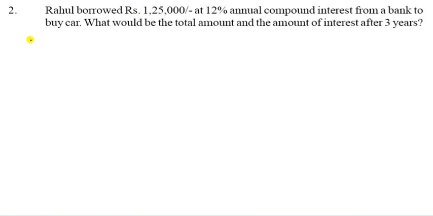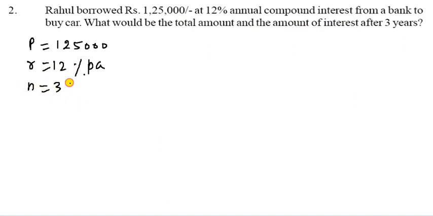Now come to the second one. Rahul borrowed rupees, this one. So that one is the principal. So P is given as 1, 2, 5 and triple zero. Rate of interest, that is the 12% per annum. So you can say PA. Compounded interest from a bank to buy a car. What would be the total amount and the amount of interest after 3 years? So N is given as 3 years.